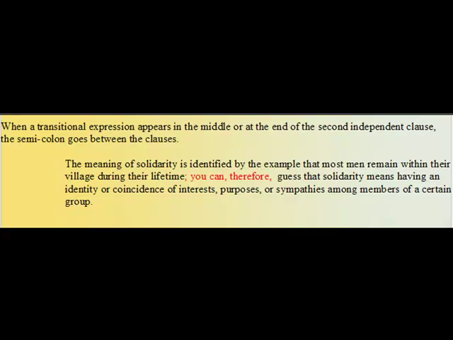When a transitional expression appears in the middle or at the end of the second independent clause, the semicolon goes between the clauses. Example: the meaning of solidarity is identified by the example that most men remain within their village during their lifetime; you can, therefore, guess that solidarity means having an identity or a coincidence of interests, purposes, or sympathies among members of a certain group.